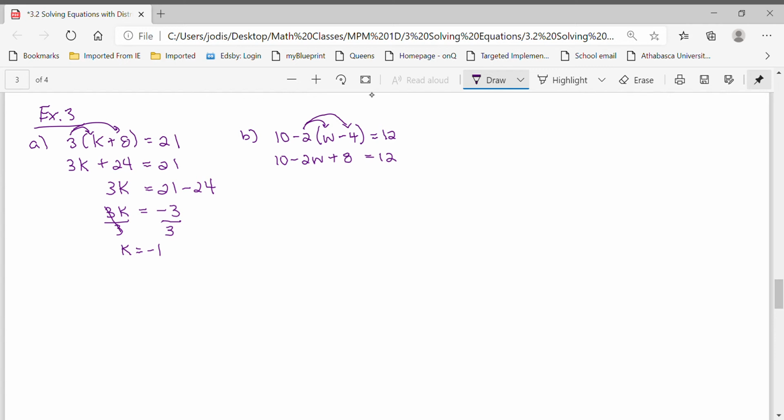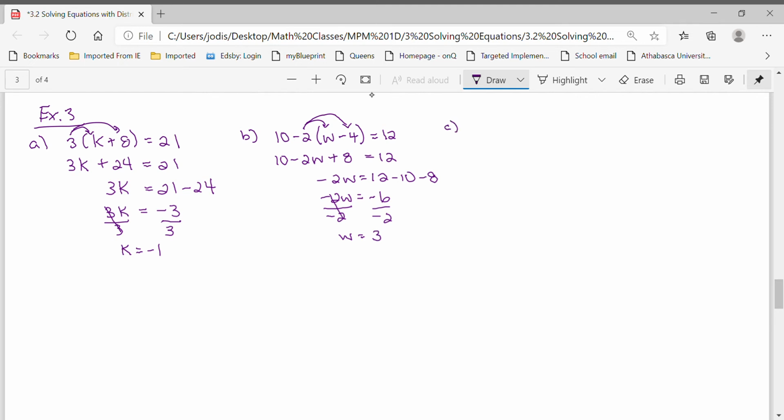Okay, next we want to collect our like terms. The only w's that we have, we're going to keep on the left side, so we only have this negative 2w. On the right side of our equation, we want to put all these constants. So we're going to undo the operations. We have this positive 10, so we're going to minus 10, and we have a positive 8, so we're going to minus 8. So now we've got this negative 2w, and then we can do this part over here. 12 minus 10 is 2, minus another 8 is negative 6. And then last step here, we need to undo this multiplying by dividing, and we get w equals 3.